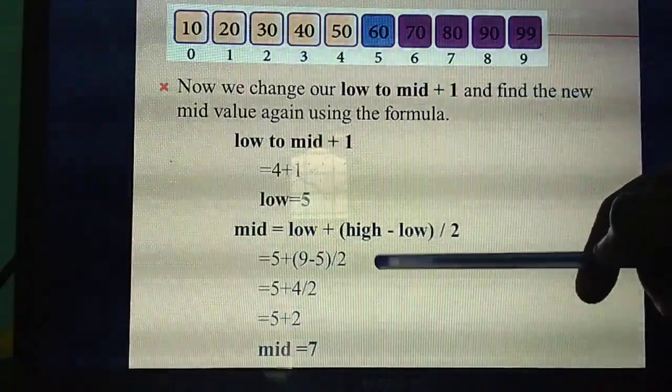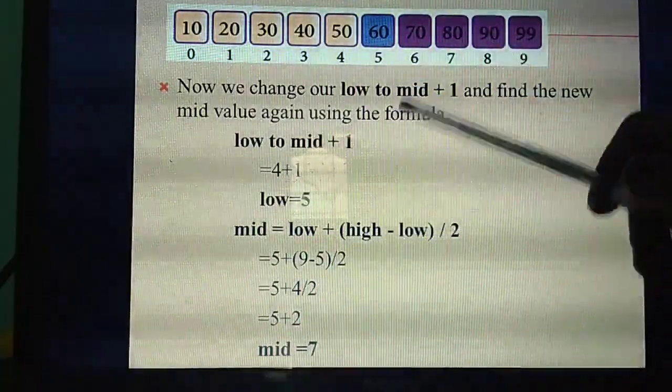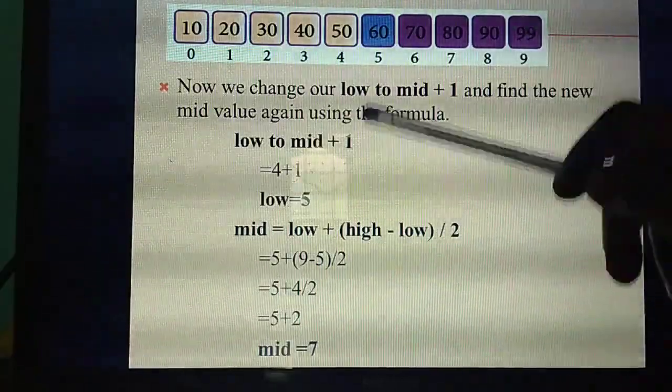Please note it down. Then only will you understand. Otherwise you will get confused about how these values come. Okay. Please note it down.